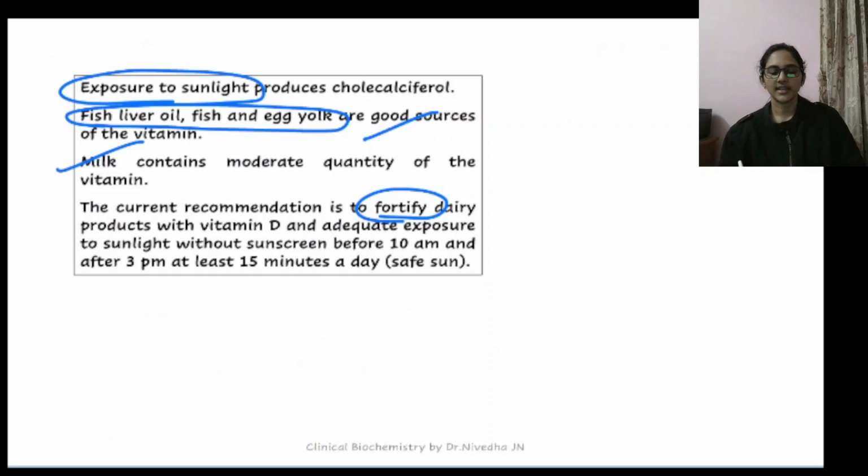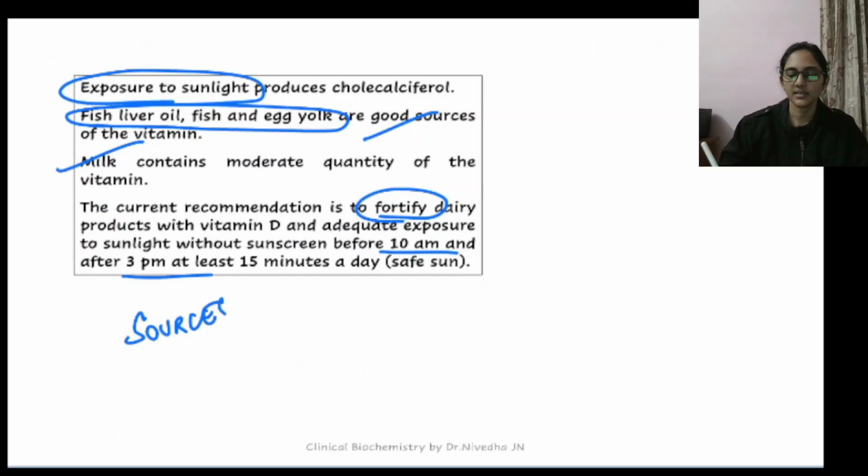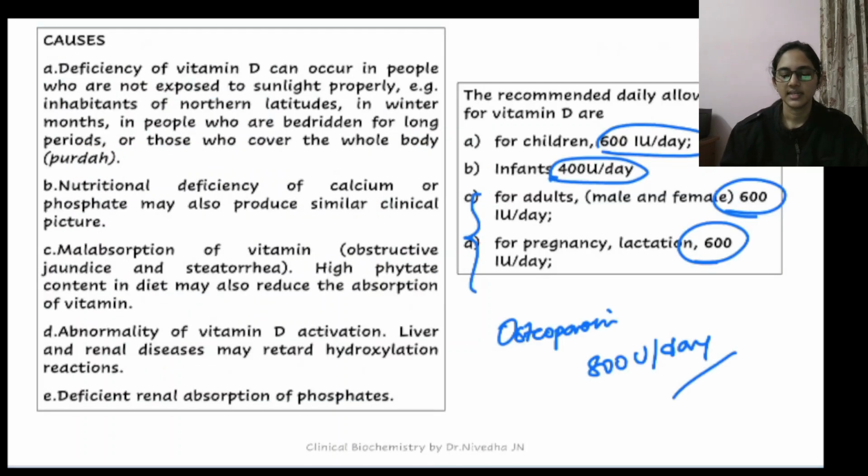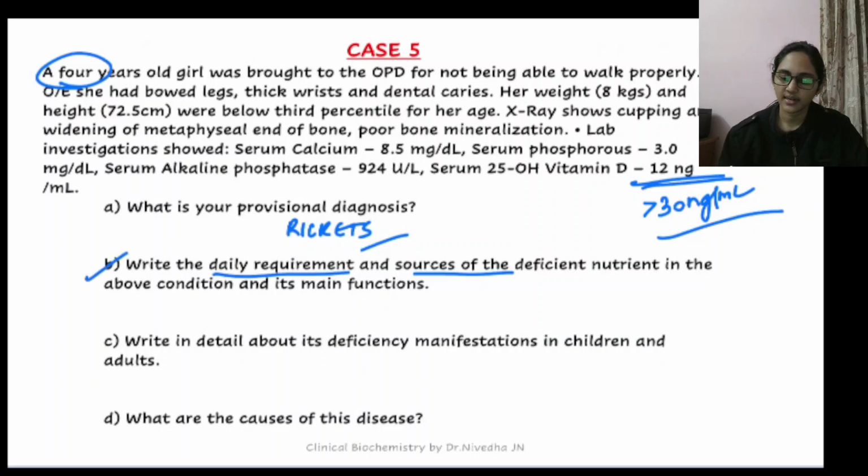So that also, an exposure like they say before 10 or after 3, at least 15 minutes a day, that's been given in the textbook. So this is about your sources of vitamin D. Yes, the main source is exposure to sunlight. So we are done with the daily requirement.